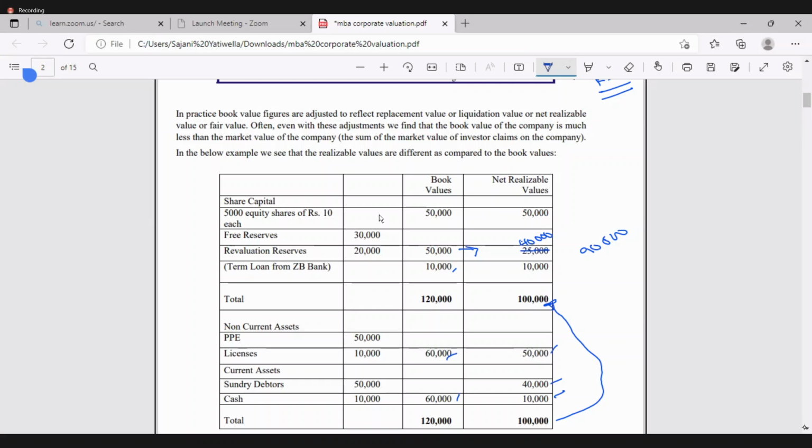Here it indicates the revaluation reserve. If you revalue this particular asset here, then there can be a value reduction. Then that should be adjusted to this particular reserve. The adjustment should be through this particular reserve from retained earnings or maybe some other valuation reserve. So here it indicates the net realizable value. Even though it is a reported value, the net realizable value is 100,000. This is a very simple example.